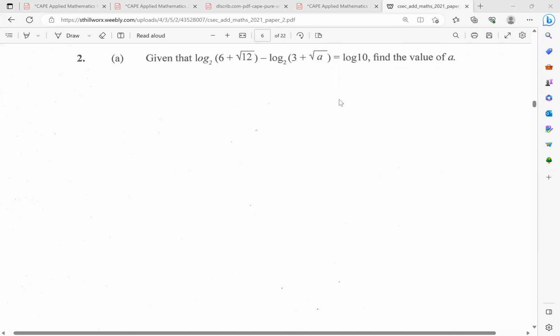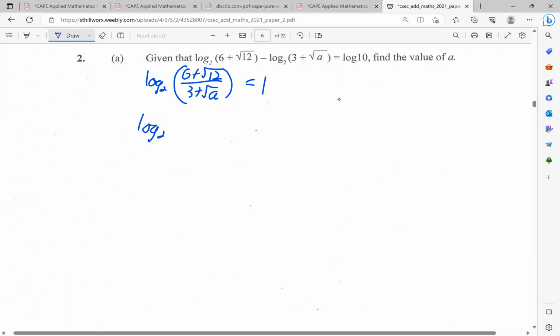Right. So log 2, when you minus, you'll get 6 plus root 12 over 3 plus root e. Log of 10 is 1. Log a of a is 1. So now I need to convert this. Log 2, 6 plus root 12 over 3 plus root a is 1, log 2 of 2.